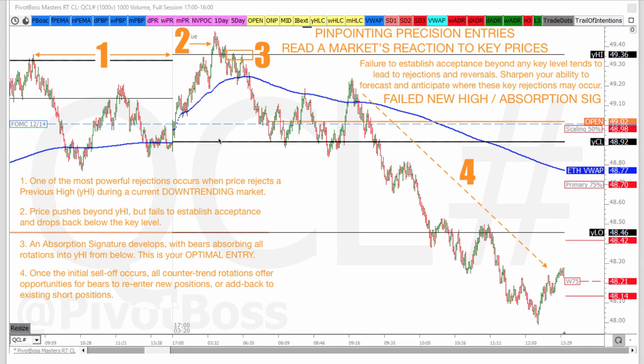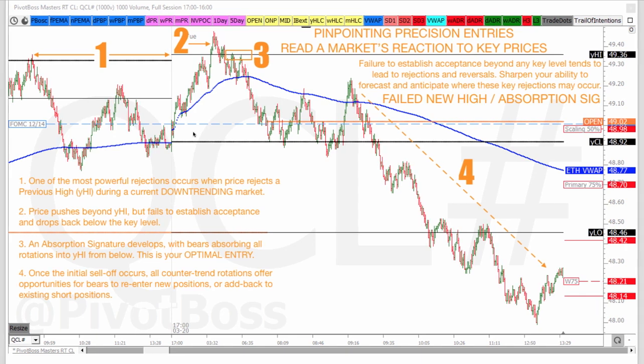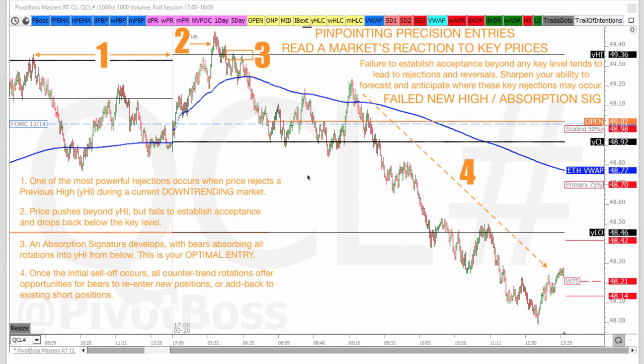So again, when you're looking to pinpoint precision entries, I usually favor waiting for the edges of a major range, or staying in the direction of a range, in the direction of the primary trend, and then looking to reject against that move.